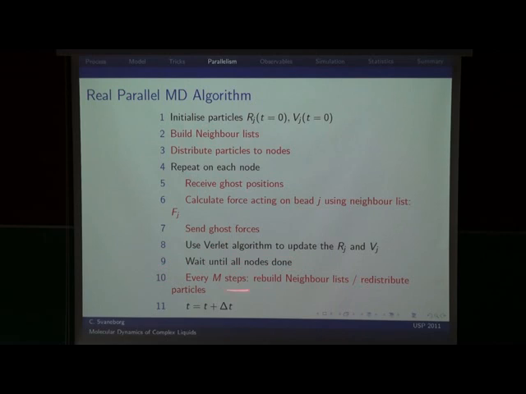And then again, once in a while, we need to rebuild neighbor lists, and we need to communicate particles. If a particle has moved from one node to another, we need to communicate through the network that it has moved, and who is now responsible for owning this. And we have to update time, and again, sample configurations and so on. So this is a schematic algorithm of what a real parallel molecular dynamics algorithm would be. And this applies to molecular dynamics, Brownian dynamics, and dissipative particle dynamics, because essentially, you add a bit more forces, but the logic of everything is the same.